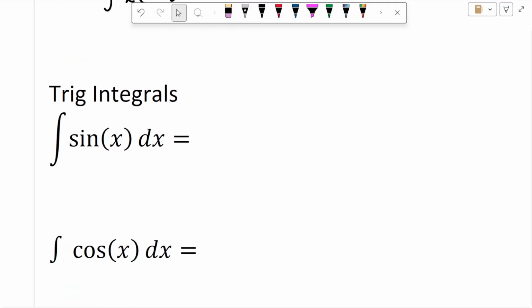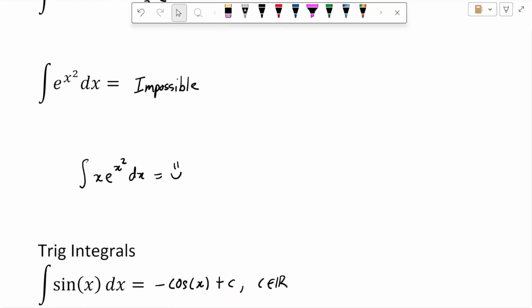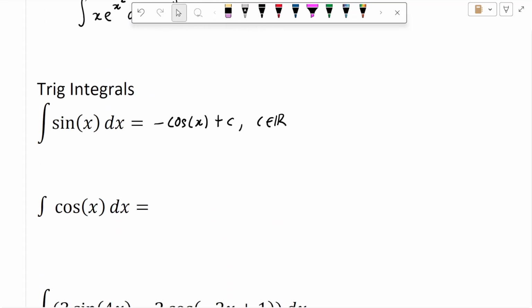Okay, trig integrals. Sine goes up to minus cos. Don't get thrown by the minus signs. They're sort of in reverse for integrals. Because if you think about it, cos differentiates to minus sine. So sine should go up to minus cos. Cos goes up to sine.